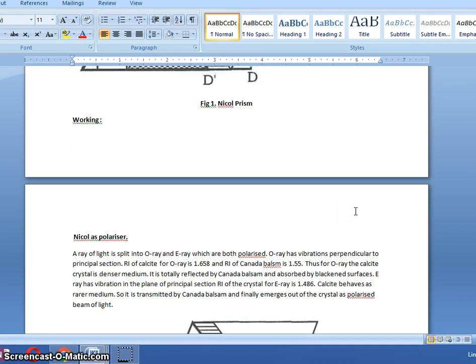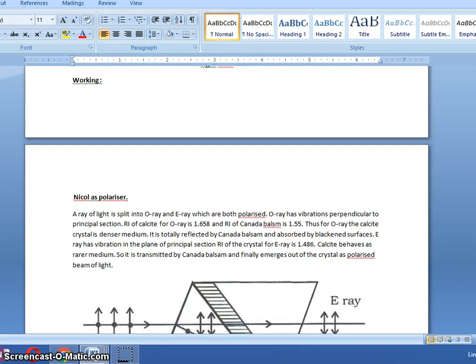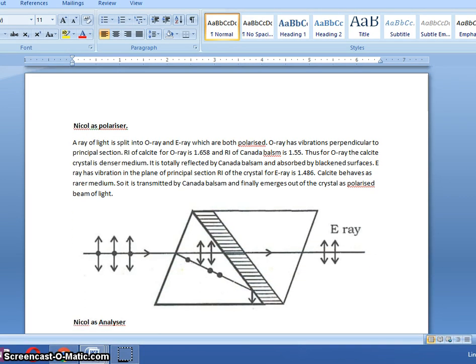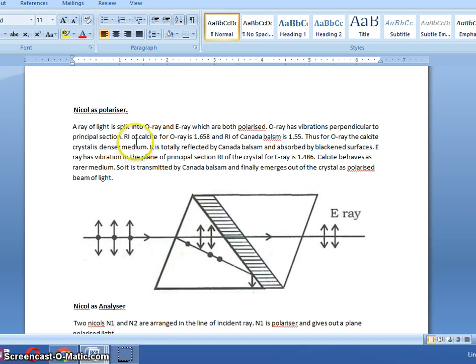Working of Nicol prism. A ray of light is split into O and E rays, which are both polarized. The O ray has vibrations perpendicular to the principal section. The refractive index of calcite for the O ray is 1.658 and the refractive index of Canada balsam is 1.55. Thus, for the O ray, the calcite crystal is the denser medium. It is totally reflected by Canada balsam and absorbed by the blackened surfaces.